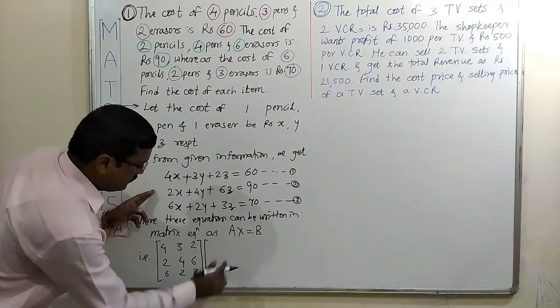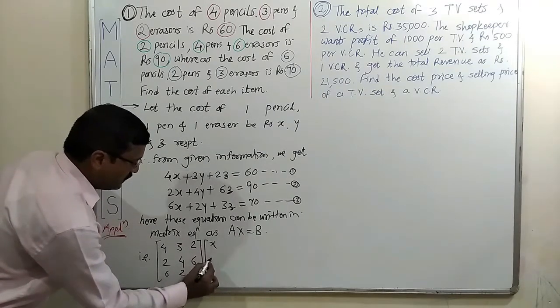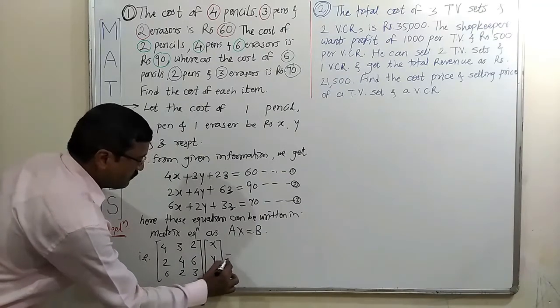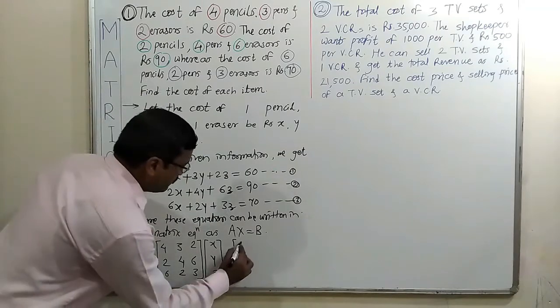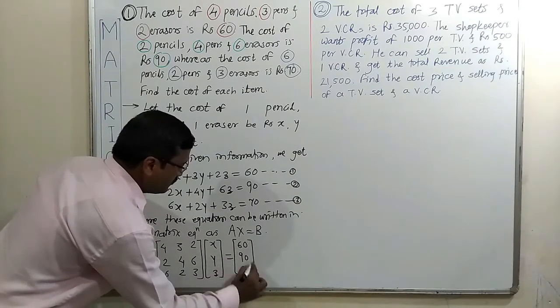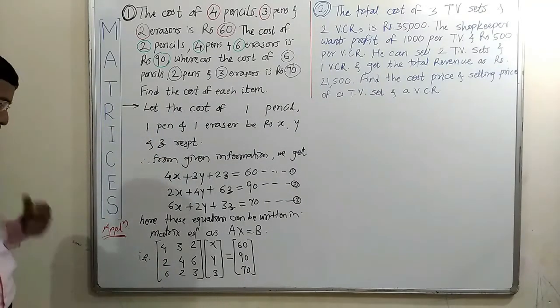Here X is nothing but the matrix of variables. Here variables are X, Y, Z. Those are unknowns that we have to find here. And it is equal to the matrix of constants, that is 60, 90 and 70. Now we get this as our matrix equation, AX equal to B.